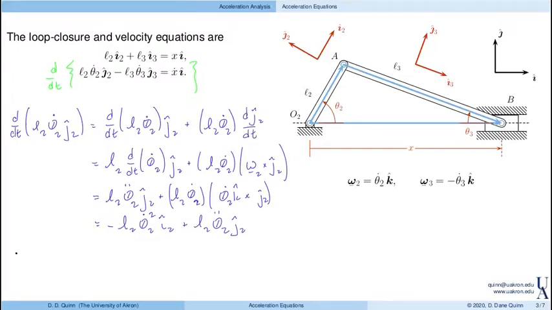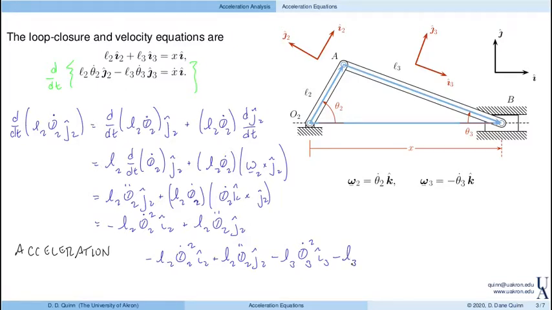And we find that the acceleration equations end up as, well, we have this first term, minus L2 theta 2 dot squared in the I2 direction, plus L2 theta 2 double dot in the J2 direction. Now we have to calculate the derivative of this second term. You might want to pause the video at this point and work this all out. And when you do, you get minus L3 theta 3 dot squared in the I3 direction, minus L3 theta 3 double dot in the J3 direction. And then finally, the right-hand side is simply x double dot in the I direction.